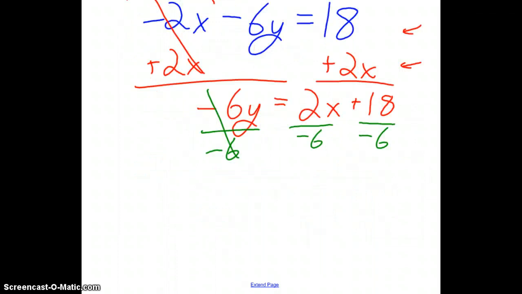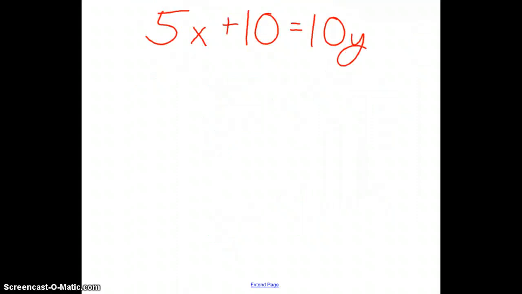These two become 1, so it's y, or 1y, equals -2/6 reduces to -1/3 x. Positive 18 over -6 reduces to -3. There's my answer. Y equals -1/3 x minus 3. These are the three ways we've seen problems a lot lately. However, they could be a little different.